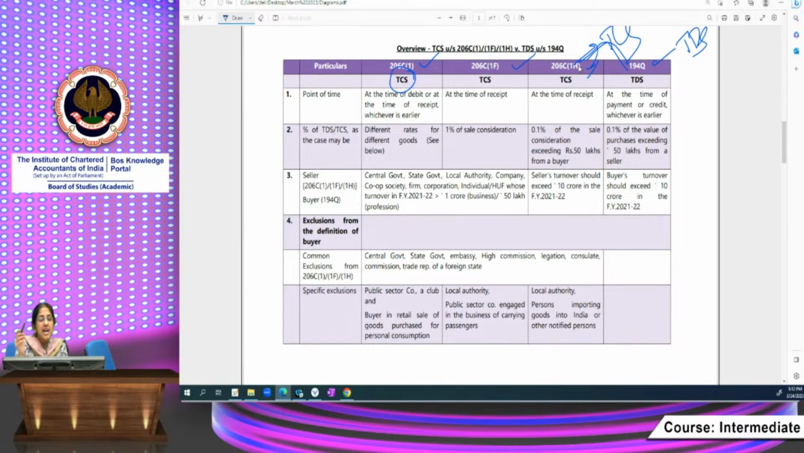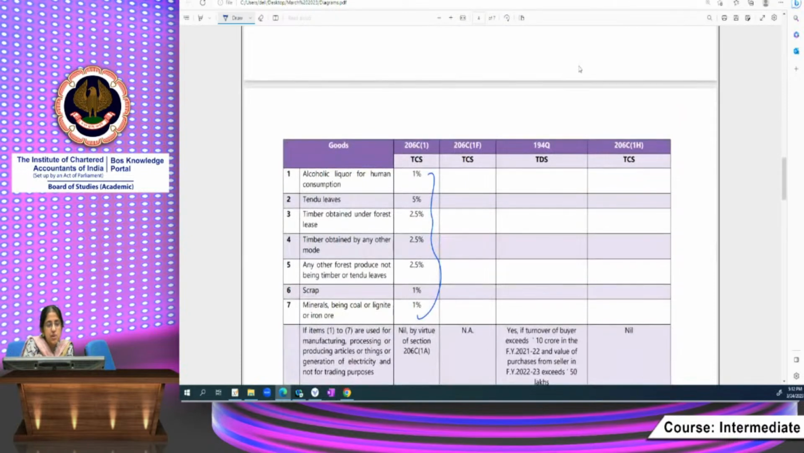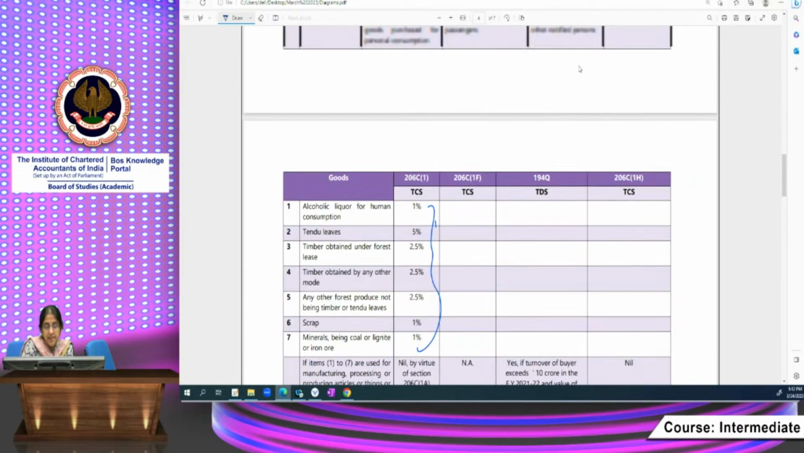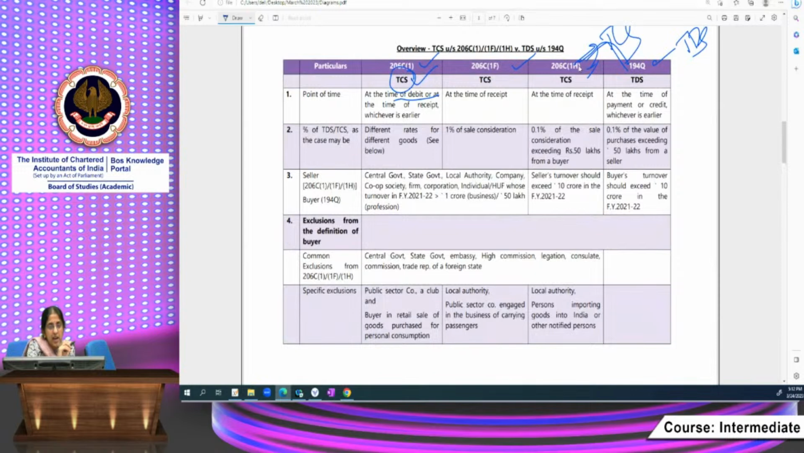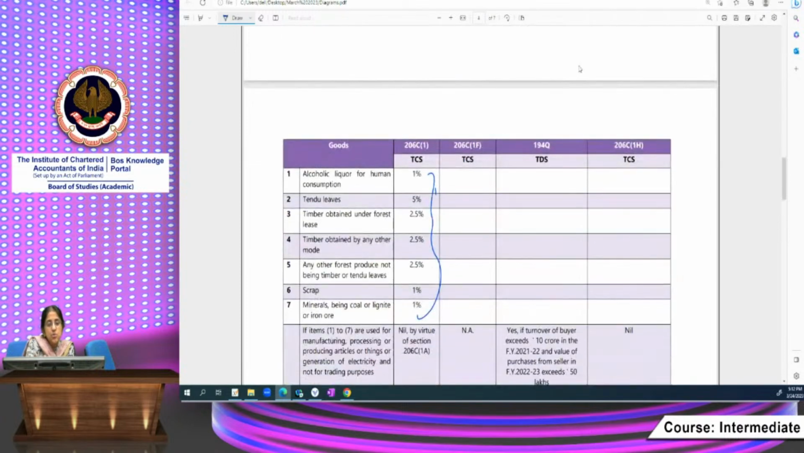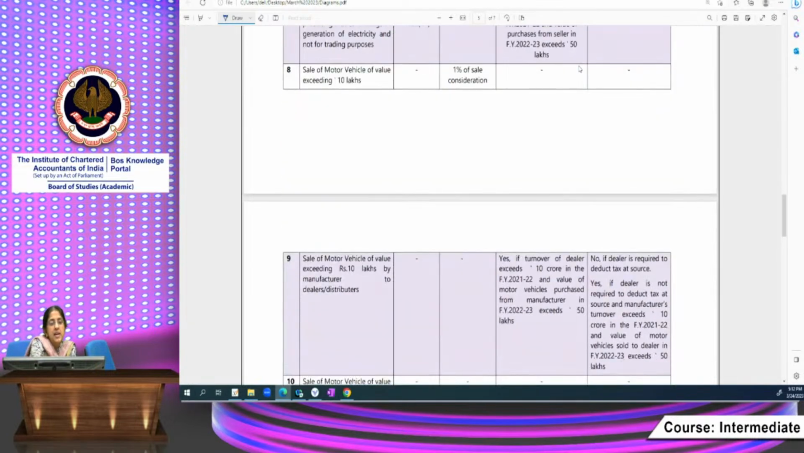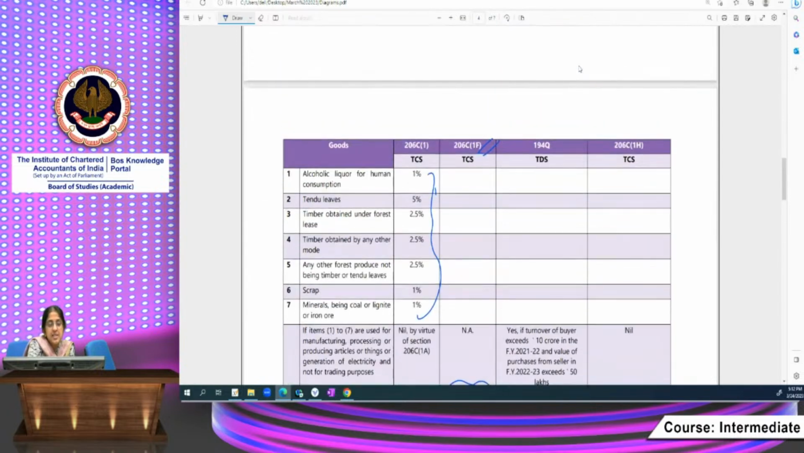Now, as far as the items under TCS are concerned, the rates have been specified thereunder. It is at the time of debit to the account of the buyer or at the time of receipt, whichever is earlier. TCS under 206C(1F) is in case of a motor car of the value exceeding 10 lakhs. Then it's 1% of sale consideration. This is collection by the seller and this is at the time of receipt.